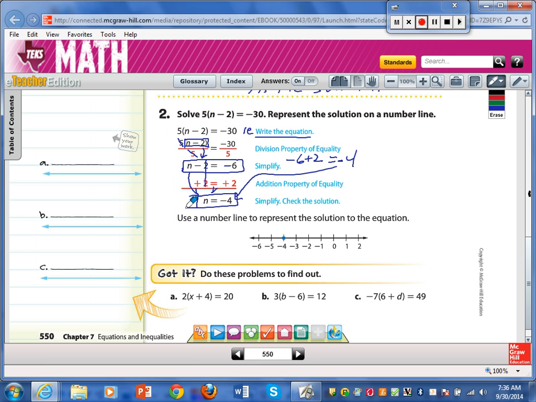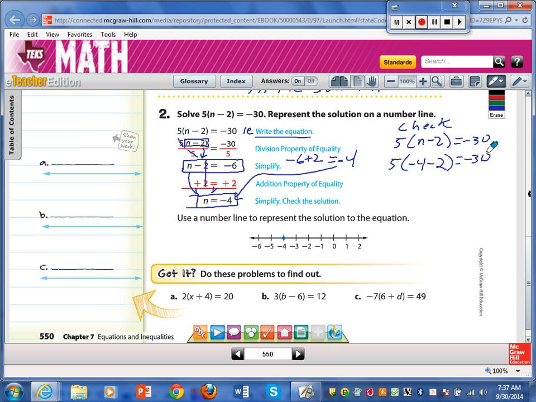Let's go ahead and check it again. So let's check it right here. Make sure you do your notes correctly so everything is nice and clear. So we're going to put 5 times (n minus 2) equals negative 30. Now, I'm just going to substitute my value of negative 4 in for n. 5 times (negative 4 minus 2) equals negative 30.